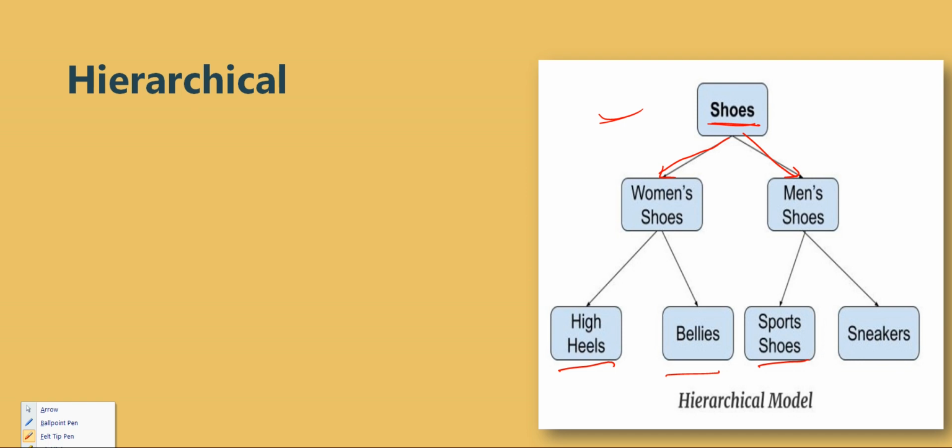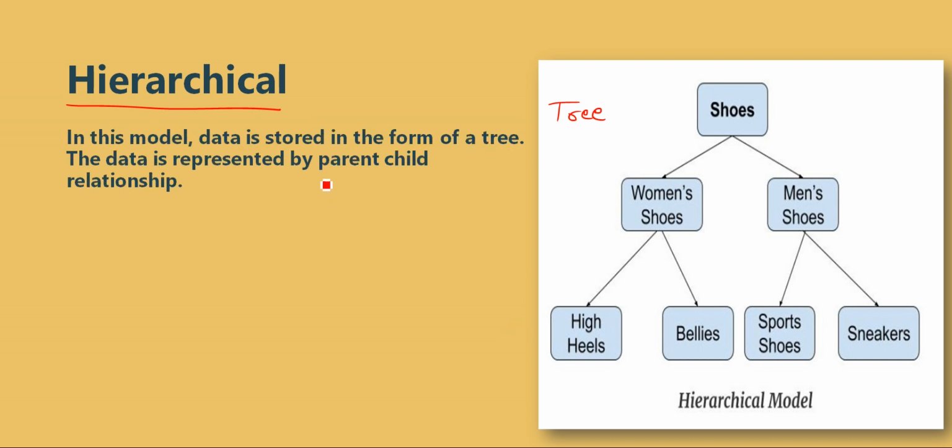So we store our data in the form of something like a tree, right? This is what the hierarchical model does. It stores the data in hierarchical form. In this model, data is stored in the form of a tree. The data is represented by a parent-child relationship. So this will be a parent, and whatever is inside this will be termed as child, right?